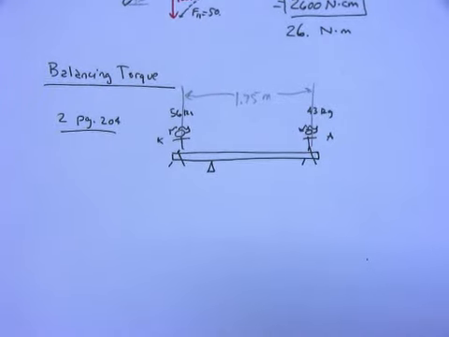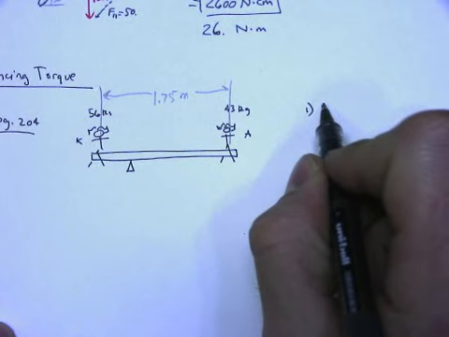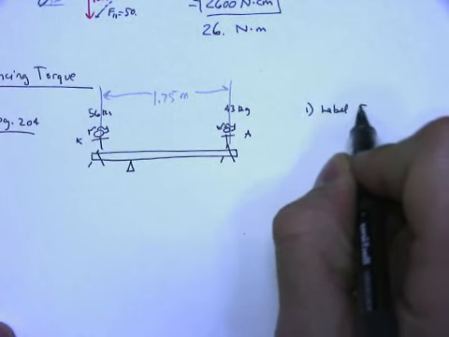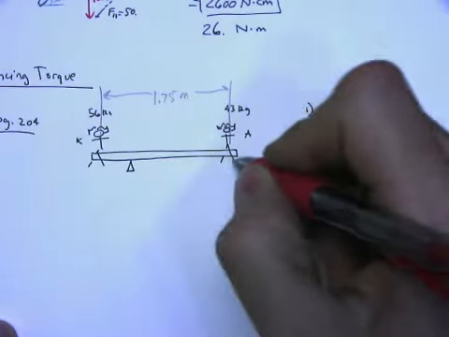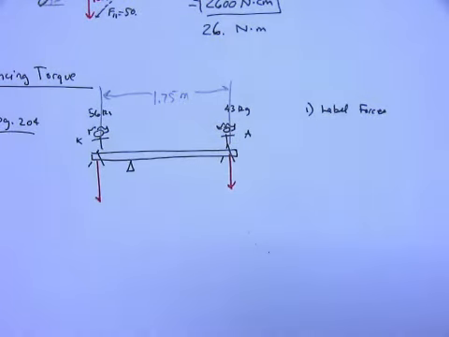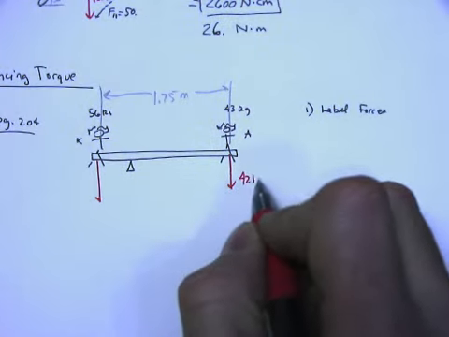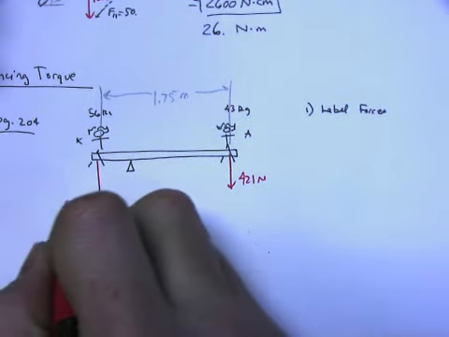So here's what I'm going to do. The steps to solving something like this. I'm going to label forces. So the first thing I'm going to do is figure out the forces. I know that each of these girls are exerting a force straight down, a force due to gravity. So if I take 43 times 9.8, I get 421 newtons. And if I take 56 times 9.8, I get 549.